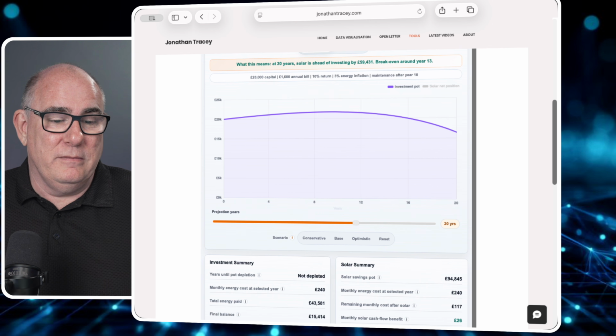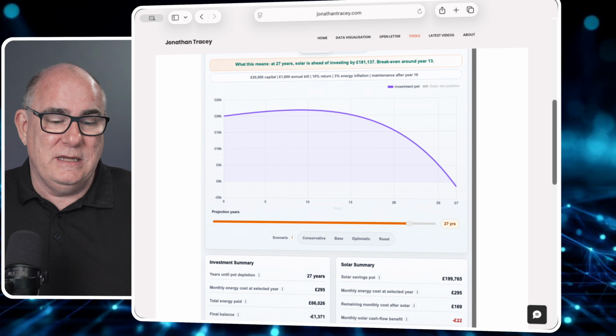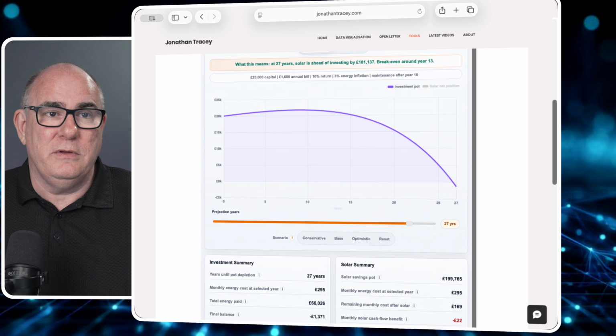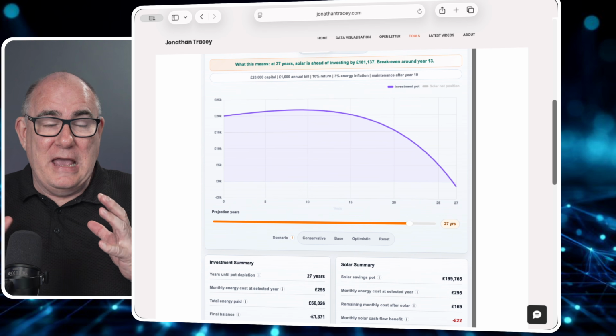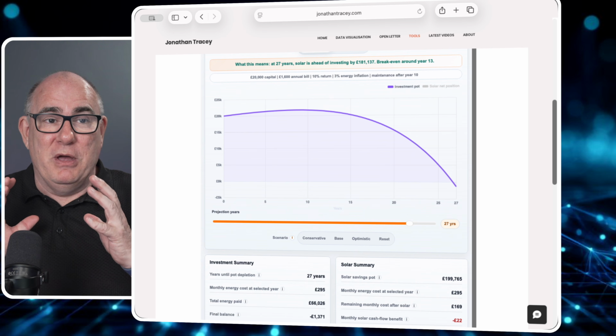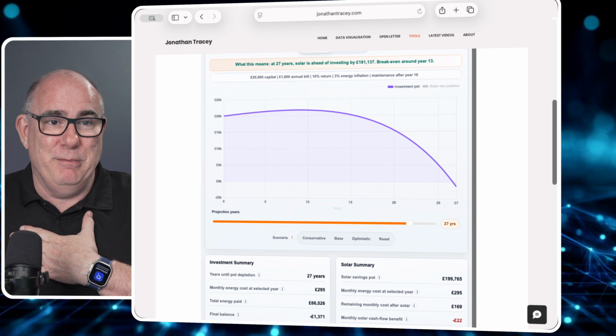And at that point, it's inevitable. It's going to dive down, and at about the 27-year point, you're out of money. So this is why I say that, yes, there is an opportunity cost, but no, solar is still the better investment, in my humble opinion.